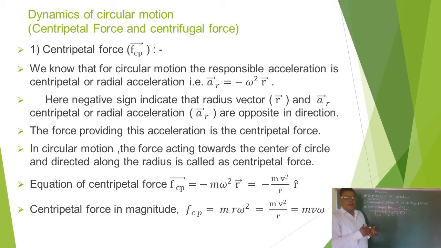Now we know that for circular motion, an acceleration is responsible. It is called centripetal acceleration or radial acceleration, that is a_r equal to minus omega square r. Here, the negative sign indicates that the radius vector r and the radial acceleration, or centripetal acceleration a_r, are in opposite directions.